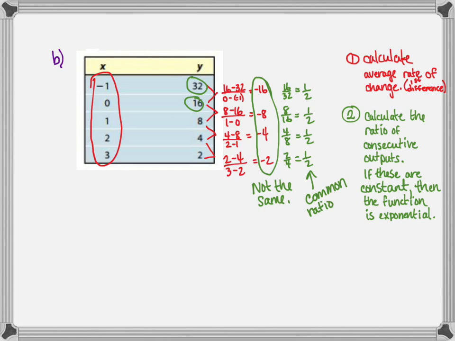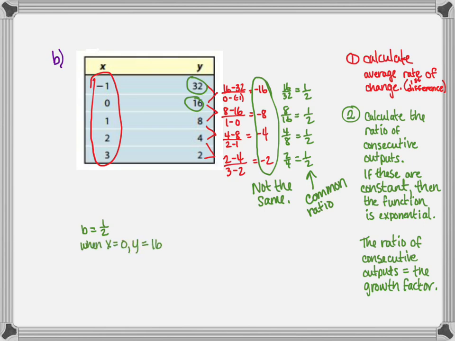And the ratio of consecutive outputs is the growth factor, which is our b in our exponential model. And then in our table, we can see that when x equals 0, y equals 16. So our a in our exponential model will be 16. Our exponential model has the form y equals a times b to the x. Let's substitute in what we now know. So y equals 16 times 1/2 to the x power. That is our exponential model.